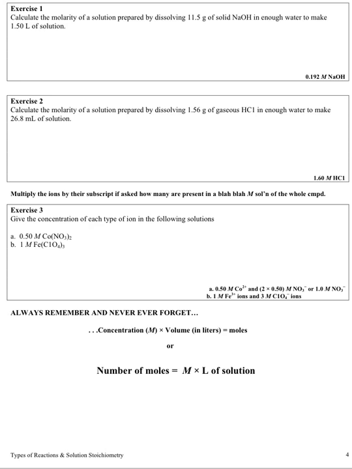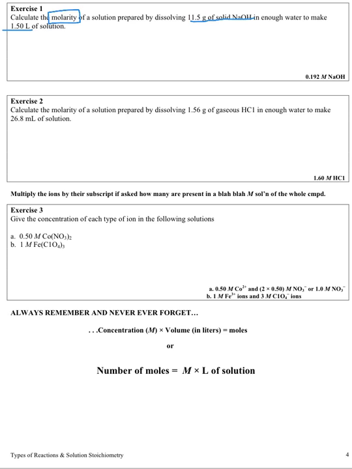Let's see if we can handle some practice calculations. We're going to follow the same systematic approach from Chem 1, where we underline what we have and put a box around what we need. Calculate the molarity, so I know I'm searching for molarity, of a solution prepared by dissolving 11.5 grams of solid sodium hydroxide and enough water to make 1.50 liters of solution.